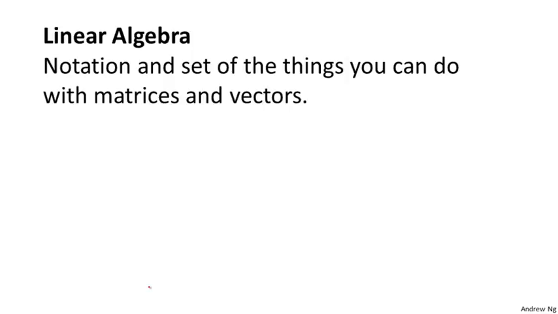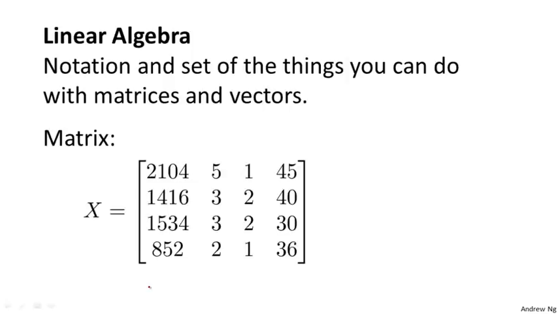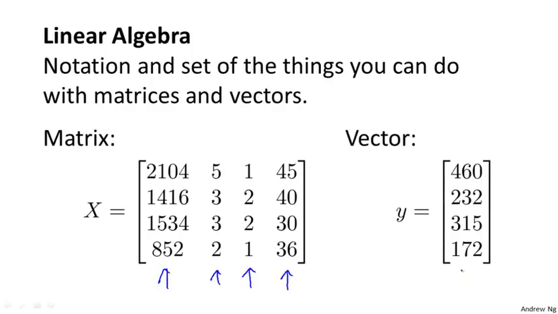Linear algebra gives us a notation and a set of operations that we can do with matrices and vectors. For example, here's a matrix where the first column is the sizes of the 4 houses, the second column is the number of bedrooms, the next is the number of floors, and that was the age of the home. So a matrix is this block of numbers that lets me take all of my x's, all of my features, and organize them efficiently into one big block of numbers like that. And here is what we call a vector in linear algebra, where the 4 numbers here are the prices of the 4 houses that we saw on the previous slide.